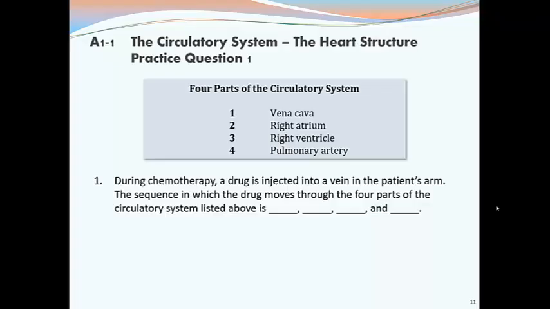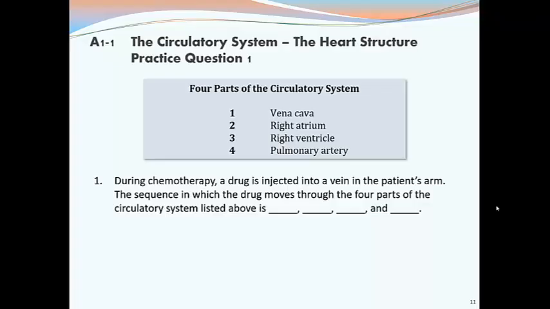So in this question, they are asking us that during chemotherapy, a drug is injected into a vein in the patient's arm. The sequence in which the drug moves through the 4 parts of the circulatory system listed above is, now here's the thing, it first went into a vein. And remember, veins bring deoxygenated blood back to the heart. Outside of the pulmonary vein, which brings oxygenated blood to the heart, all veins are carrying deoxygenated blood with the exception of that pulmonary vein.